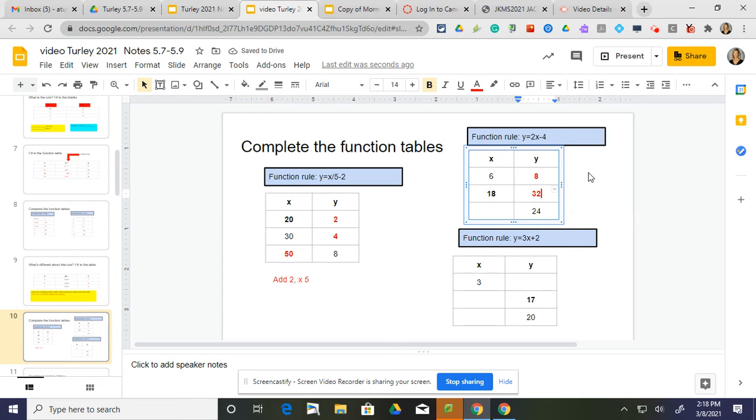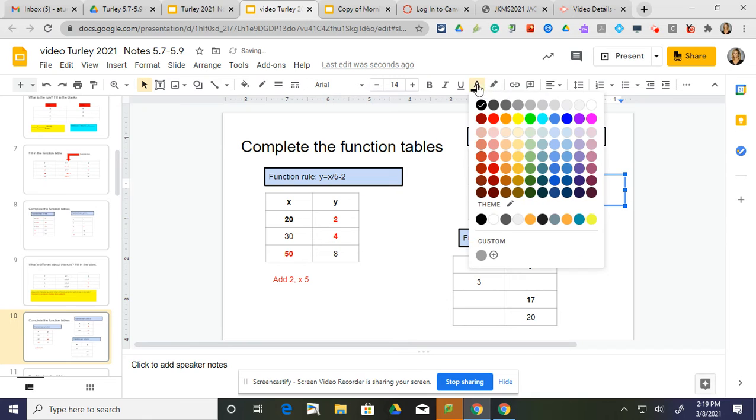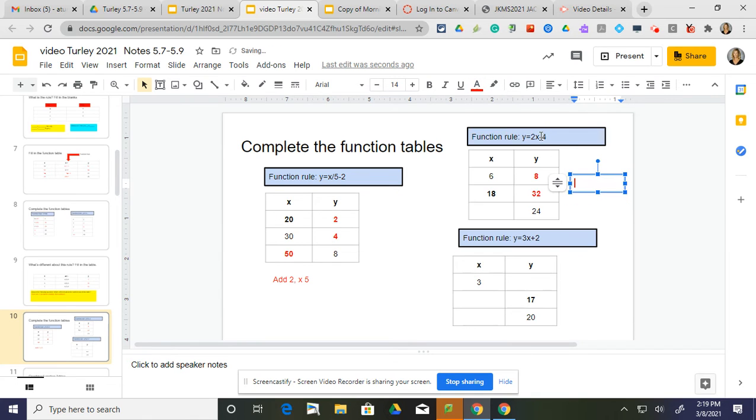Okay, and then we're given the answer. So again, we have to work backwards. So let's talk about what that means. Instead of subtracting 4, we're going to add 4. And then the opposite of multiplying by 2 would be to divide by 2.